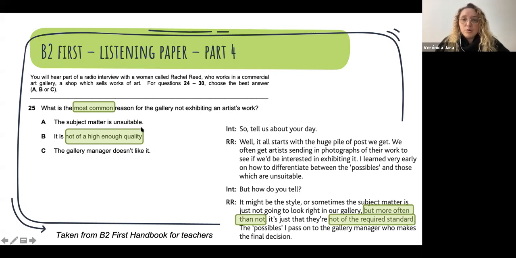The subject matter is unsuitable. This is mentioned in the text. Now, why is this wrong? Because remember, we're thinking of the most common reason. Well, because she says, I don't remember, it might be, or sometimes, so this is more tentative language. So it's not really the most common reason. So here you're analyzing the script and raising their awareness of distractors, paraphrases, discourse features as well.